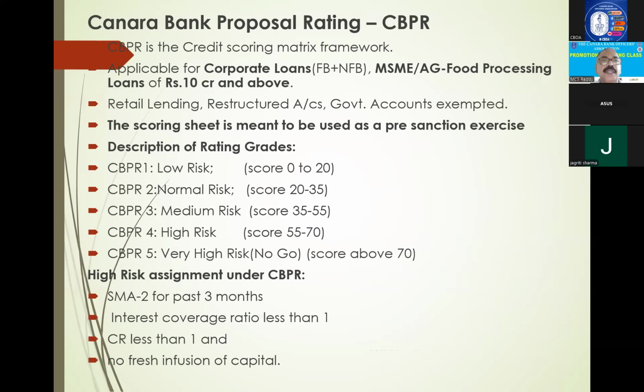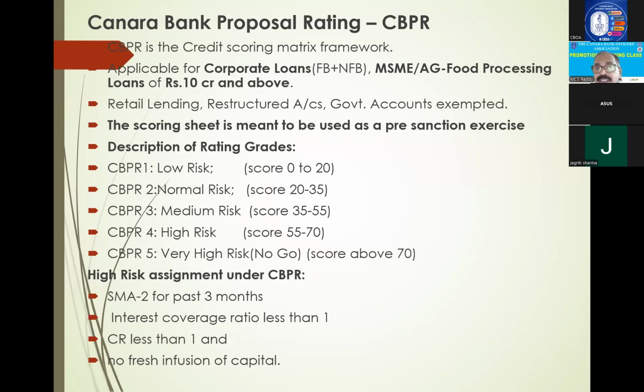Next, Canara Bank Proposal Rating, CBPR. CBPR is a credit scoring matrix. Applicable for corporate loans and MSME, agriculture, food processing loans, etc. 10 crores and above. Cut-off point is 10 crores and above for applicability of CBPR. Retail lending, restructured accounts and government accounts are exempted from CBPR.